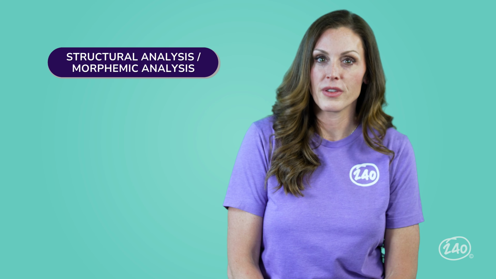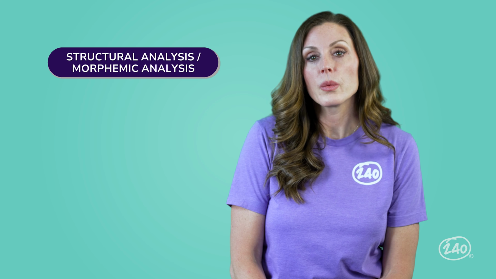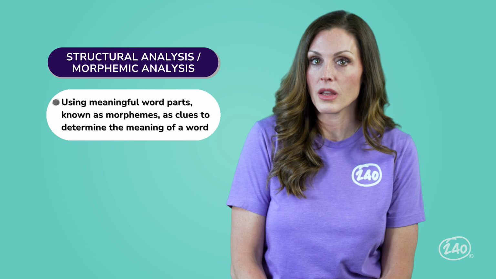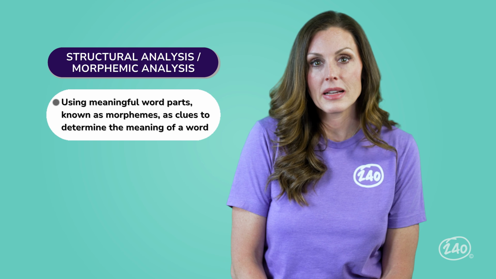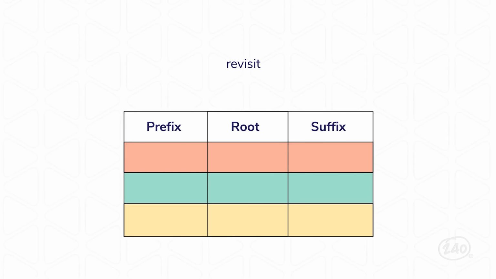Let's zoom in on structural analysis. Structural analysis, also known as morphemic analysis or simply word analysis, refers to the process of breaking words into meaningful parts, or morphemes, to determine what those parts mean and putting them back together to determine the meaning of the whole word. Those meaningful parts are often prefixes, root words, and suffixes. Here are some examples. Revisit. This can be broken into the prefix re and the root word visit. Colorful. This word has a root, color, and a suffix, full. Unbelievable. This one has a prefix un, root believe, and suffix able.